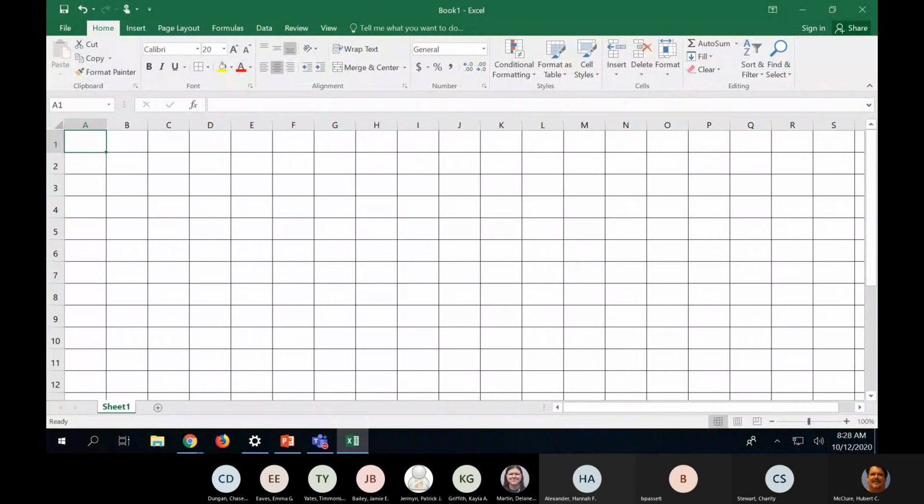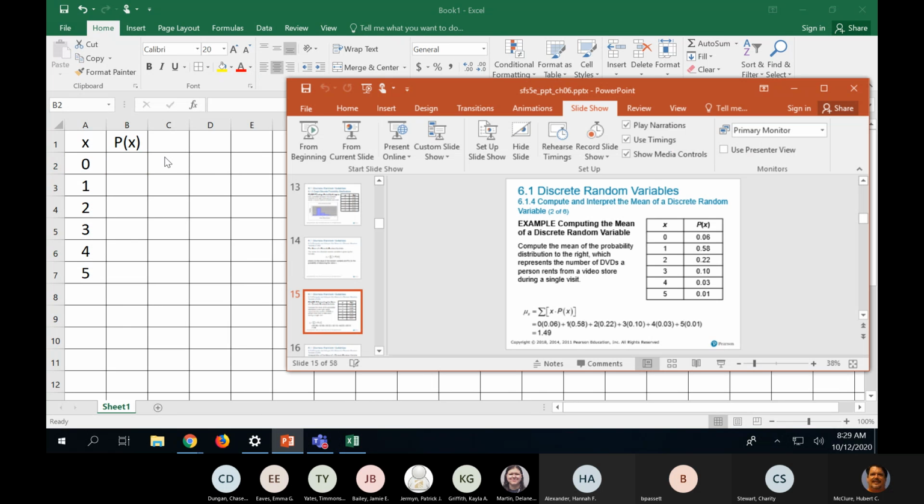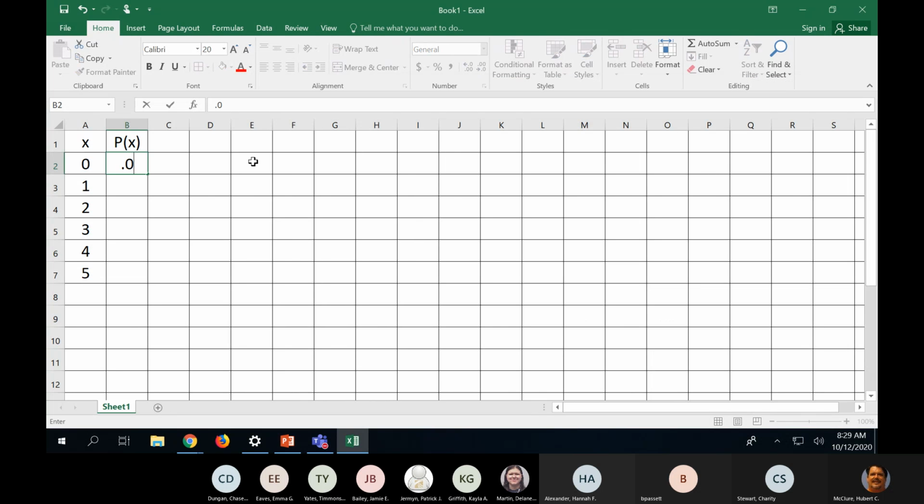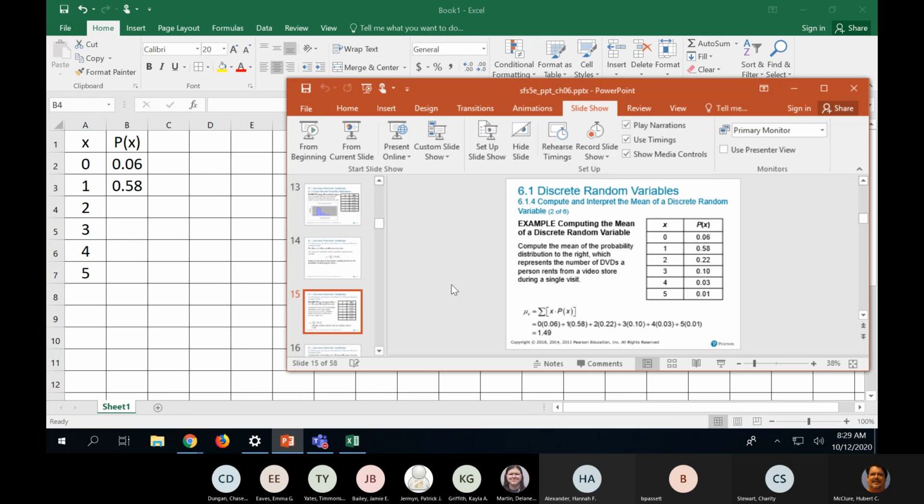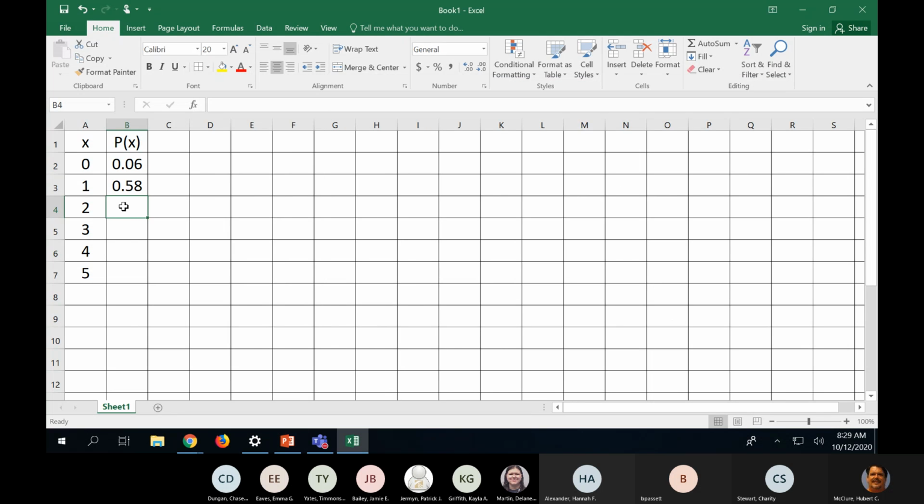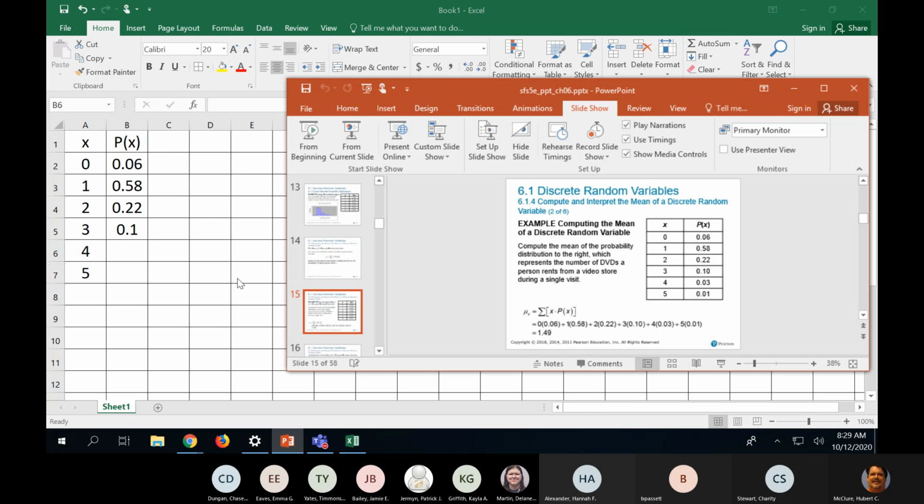X is 0, 1, 2, 3, 4, 5. And the probability of x is equal to 0.06, 0.58, 0.22, 0.10, 0.03, 0.01.